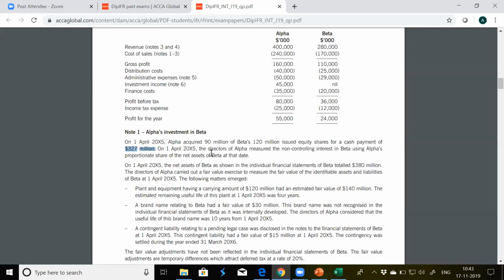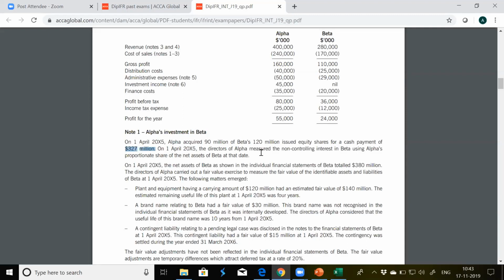On 1st April 2005, the directors of Alpha measured the NCI in Beta using Alpha's proportionate share of net assets. That means the goodwill is belonging to parent only, and if we are going to test for impairment, we need to gross up the goodwill for the purpose of impairment testing. And when we calculate NCI on proportional share of net assets, the goodwill belongs to parent only. There is no goodwill assigned to NCI.